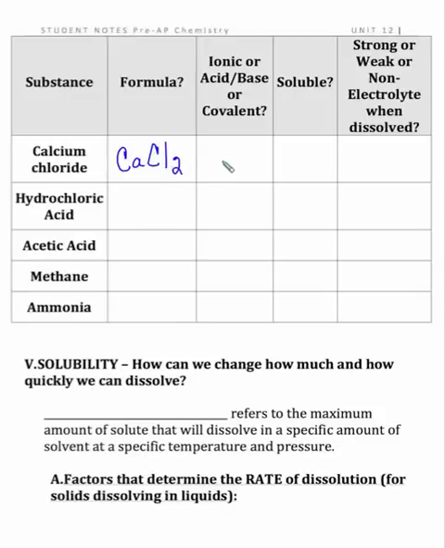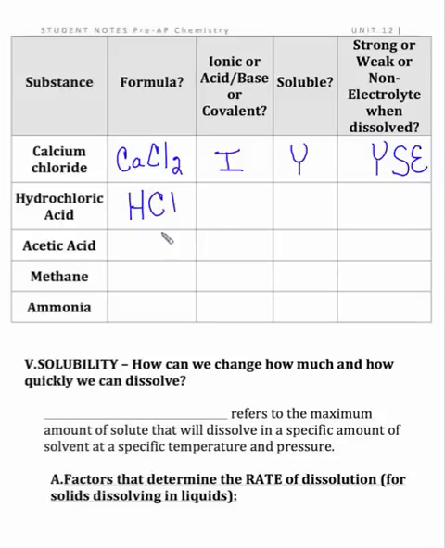Calcium chloride is CaCl2. It's a metal with a nonmetal. It's ionic. Yes, it's soluble. The solubility rule for chloride says that all chlorides are soluble with the exception of silver, lead 2, mercury 1. So yes, it's going to be an electrolyte. It's actually going to be a strong electrolyte.